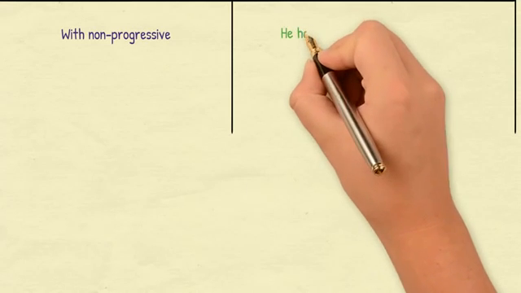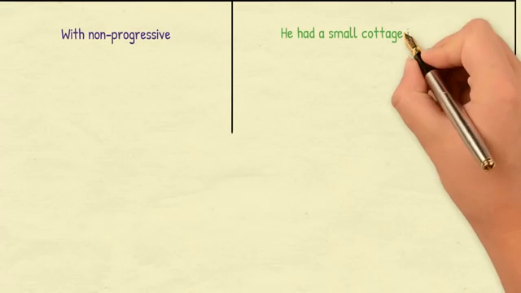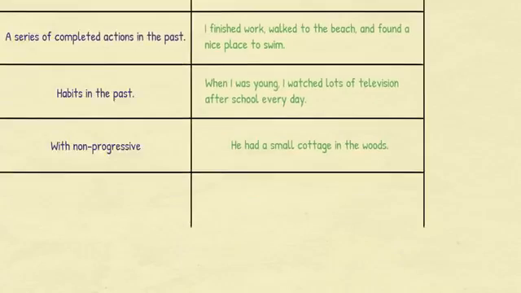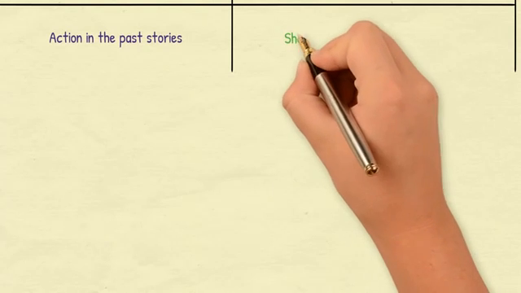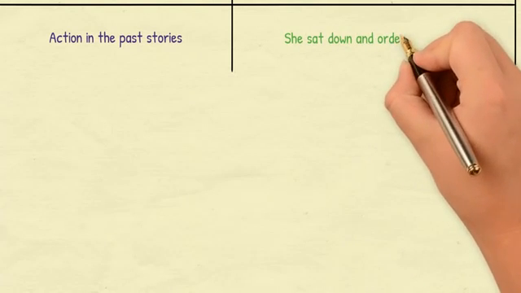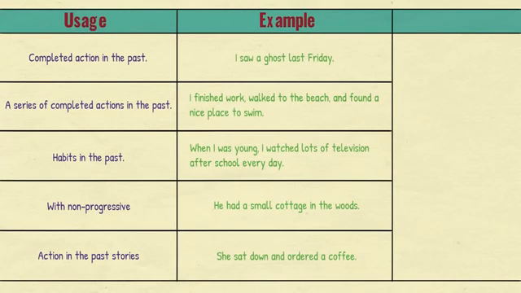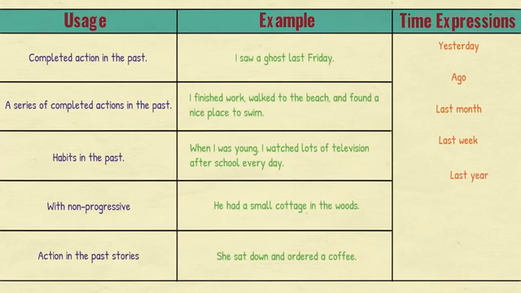With non-progressive: he had a small cottage in the woods. Action in the past stories: she sat down and ordered a coffee. Time expressions. Yesterday, ago, last month, last week, last year, in 2003.